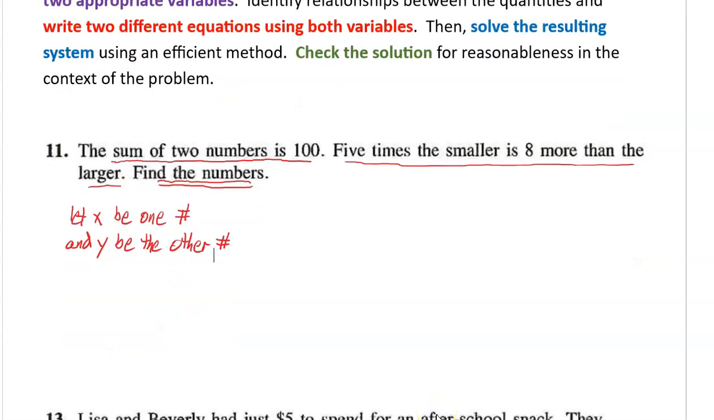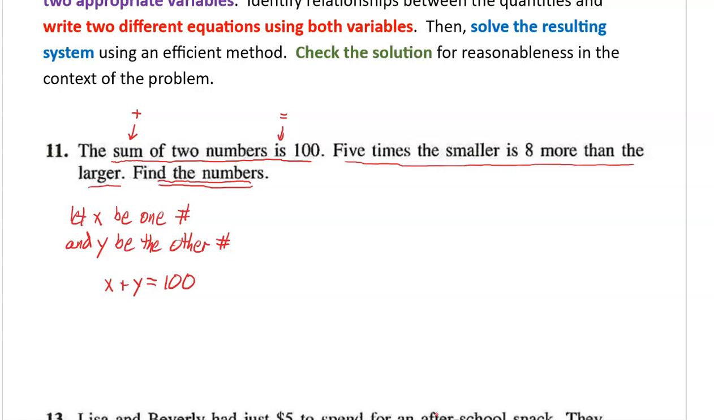Now that we know that we're going to use these two variables, X and Y, we want to create two equations. They both need to have X and Y in them. And for this, we'll use the sentences that describe the relationships. So our first relationship, the word sum means you're adding. We're adding the two numbers, and the word is equals. When you add the two numbers, it equals 100. So x plus y is equal to 100.